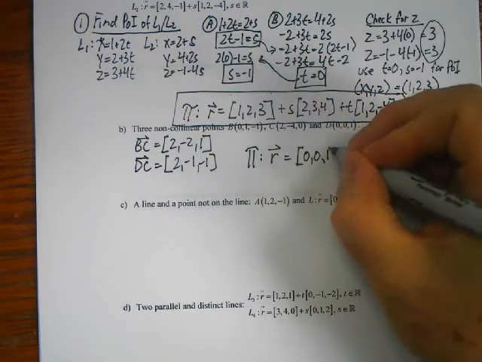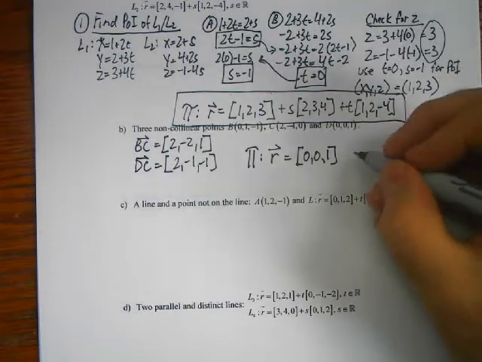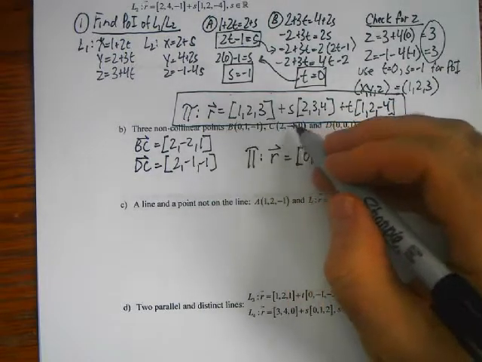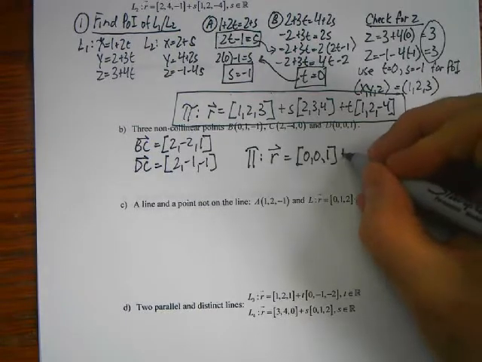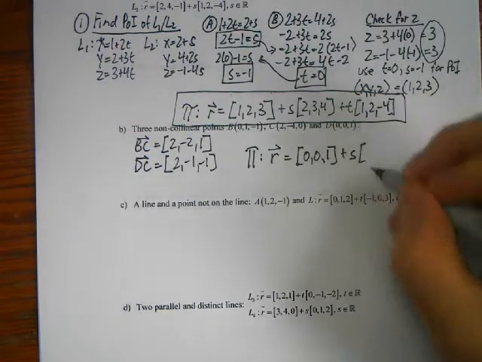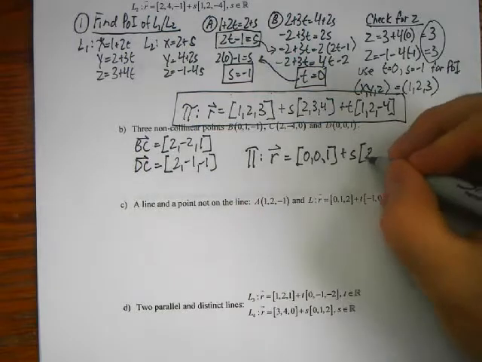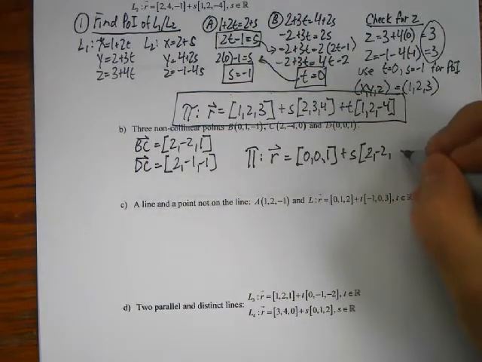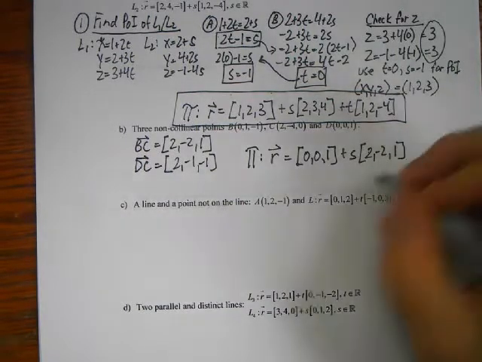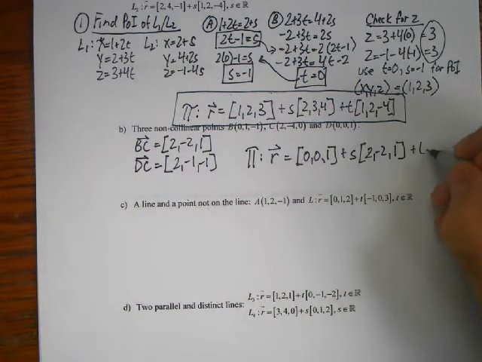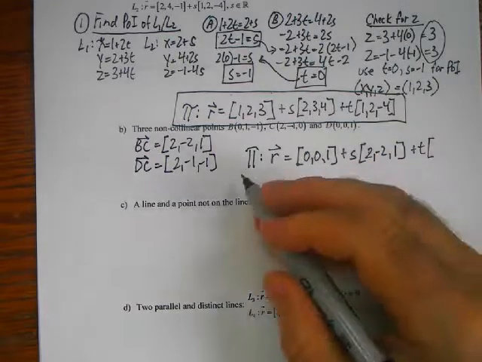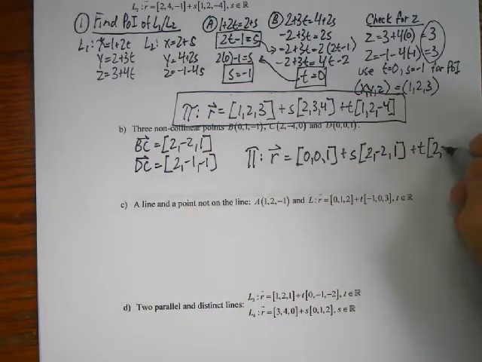Any one of those 3. You can't change the signs on these. It has to be exactly the same. And then we just do scalar multiples of our 2 direction vectors, 2, -2, 1, which is our direction vector for BC, and then a second scalar t with our second direction vector. And that is the equation of that plane.